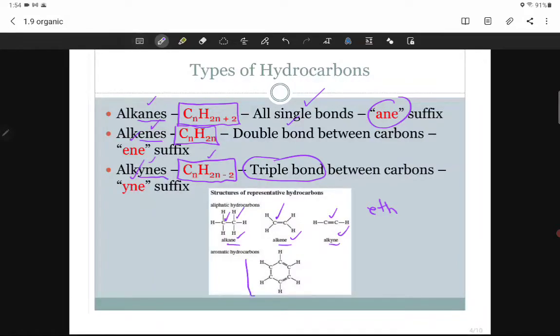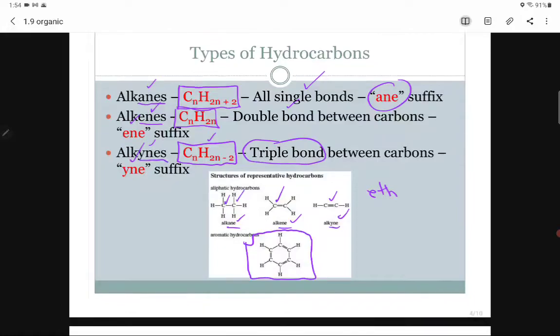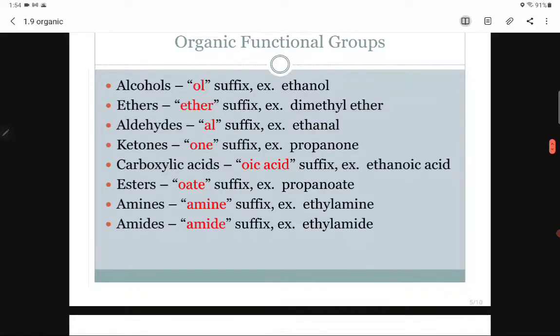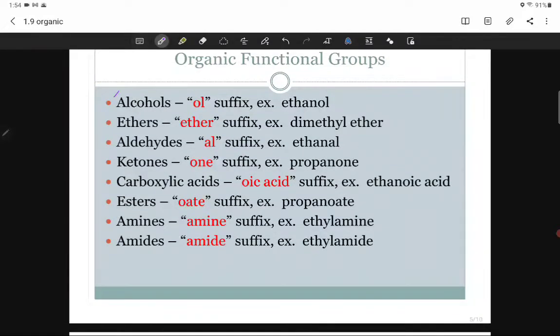Disregard this one for a second. This is a completely different type of hydrocarbon. By the way, these are all called hydrocarbons because they have hydrogen and carbon, no other elements. Okay, so now if we start to add other elements to the mix, then it's not a hydrocarbon anymore. It's these different types of molecules, and they have different suffixes. This one isn't really a suffix, that's just a name.